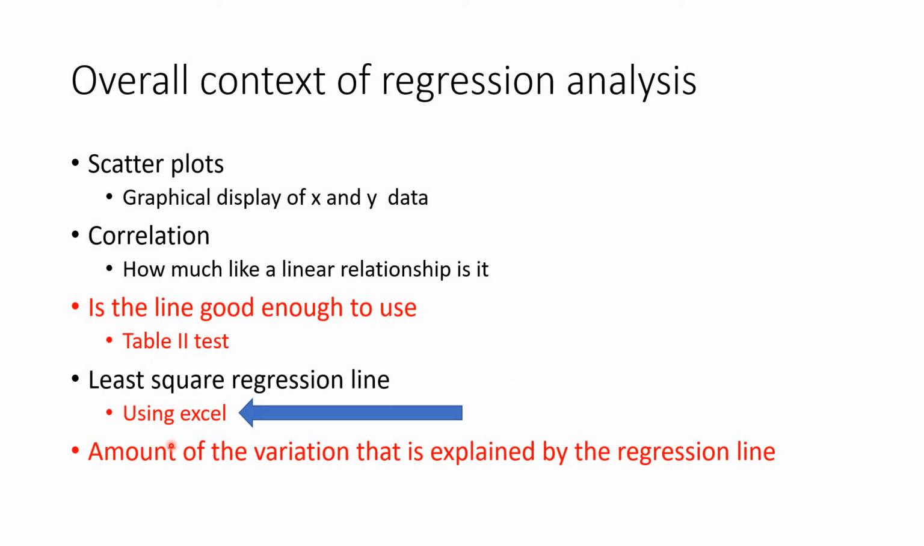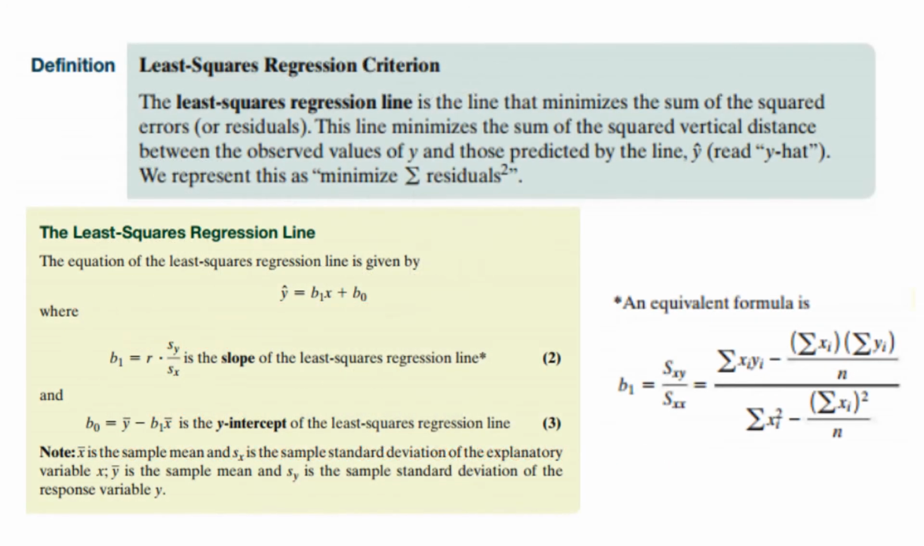Let's move on to the next topic, which is building upon the video you watched about the least squares regression line, finding the coefficients using our equations, but then using Excel, which can be faster and which you will be allowed to use. Just reminding you again, the least squares regression line is the line that minimizes the sum of the squared errors or residuals. This line minimizes the sum of the squared vertical distances between the observed values of y and those predicted by the line, often called y hat. We represent this as: minimize the summation of the residuals squared.